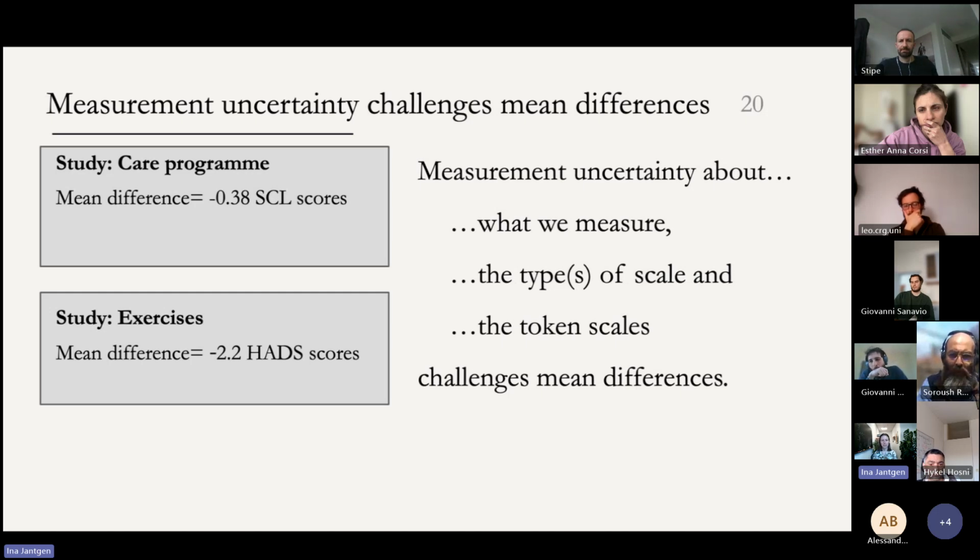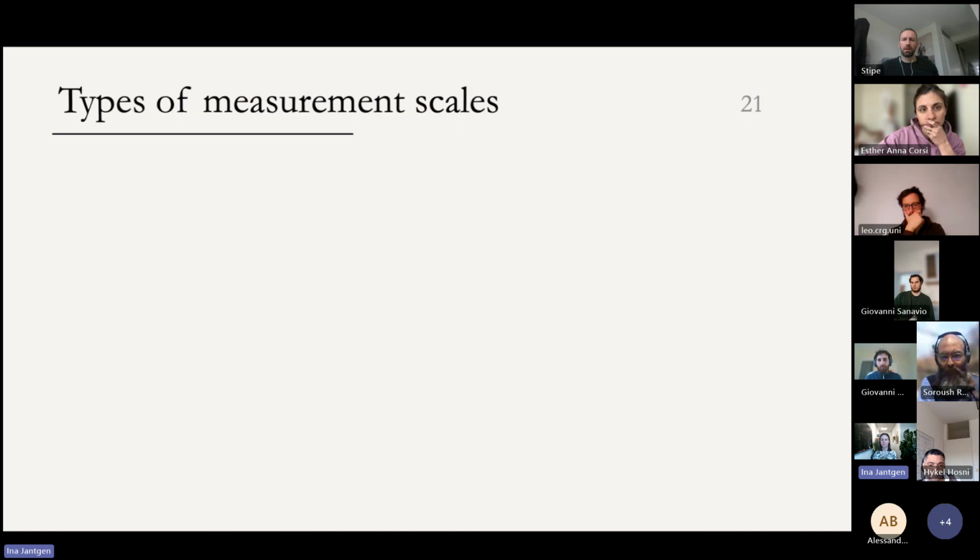On the other hand, measurement uncertainty, or concerns about interpreting and comparing mean differences, can come from uncertainty about what type of scale we're dealing with, or the relationship between token scales. So to understand that, I wanted to give you a brief reminder about what we mean by speaking about different types of measurement scales.